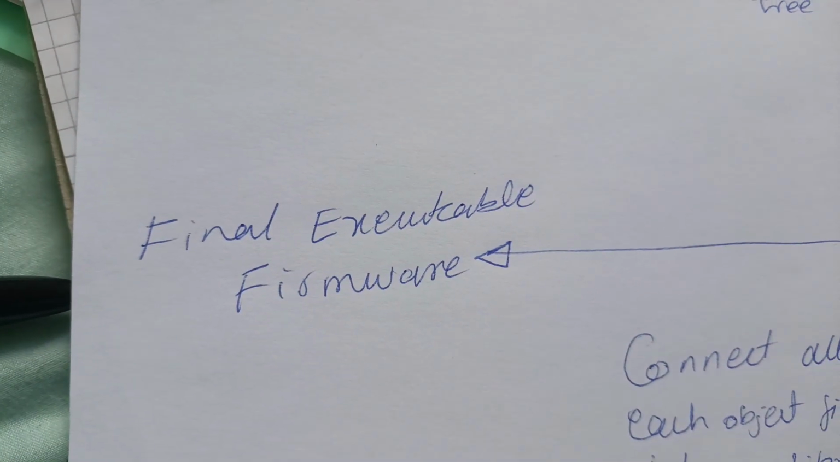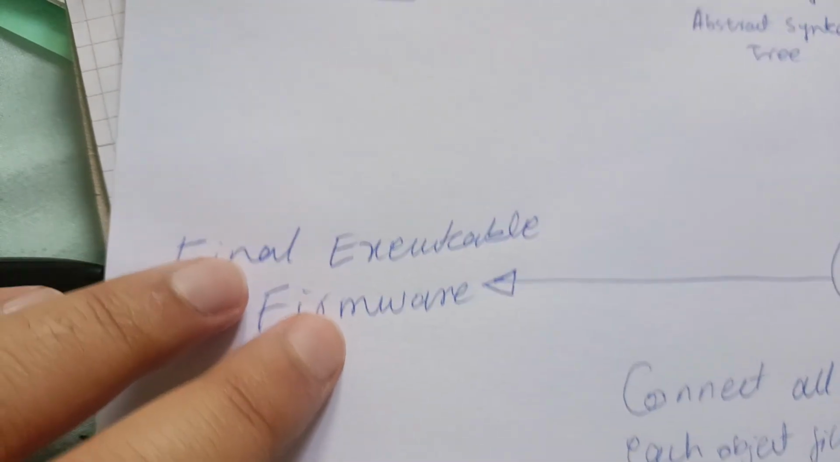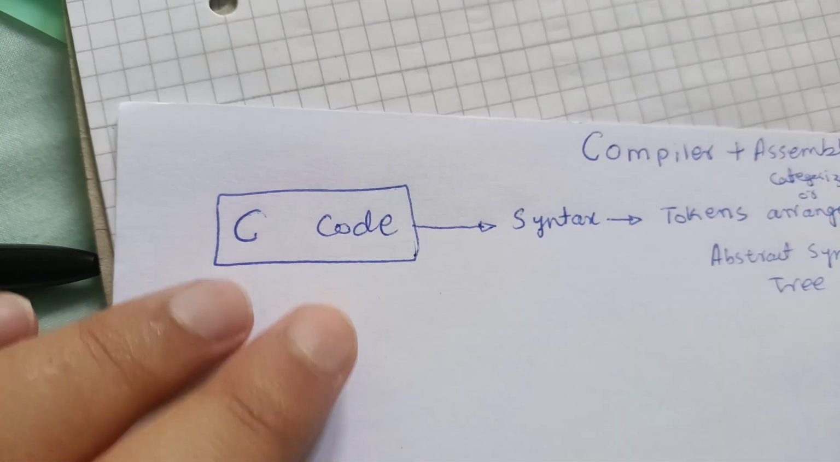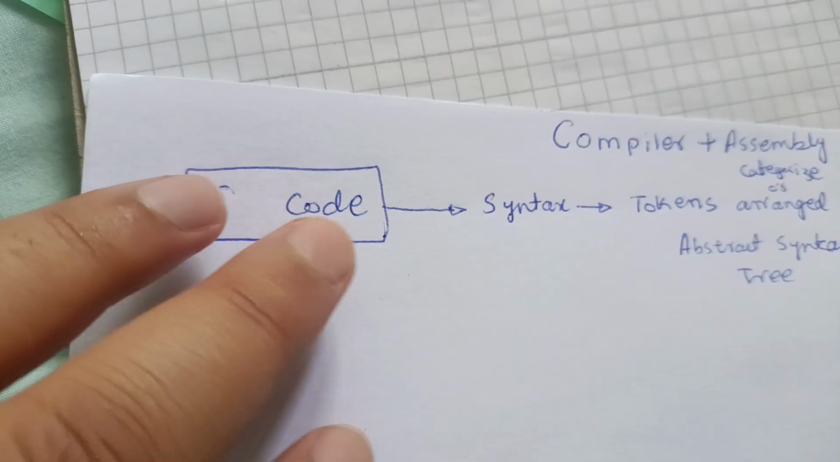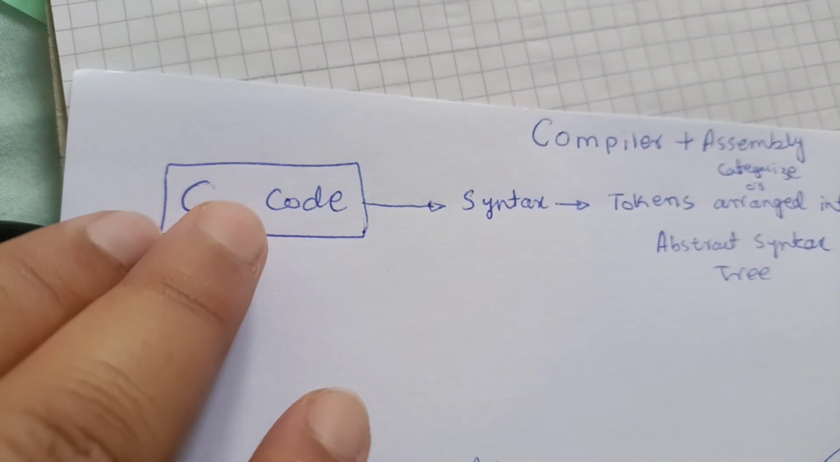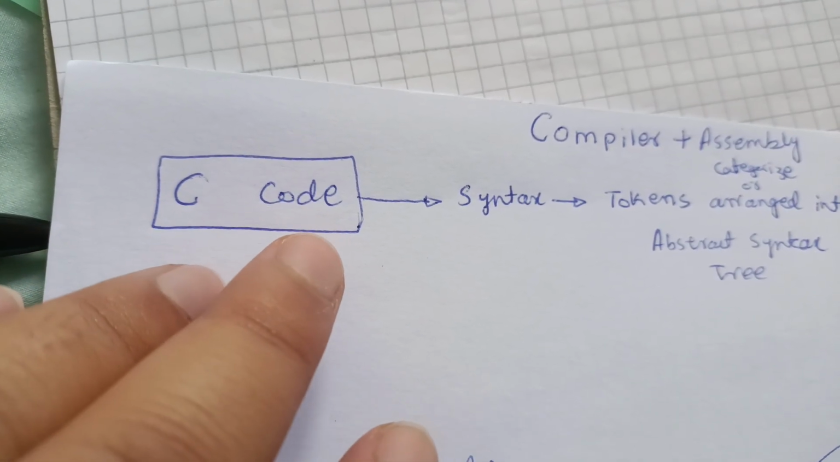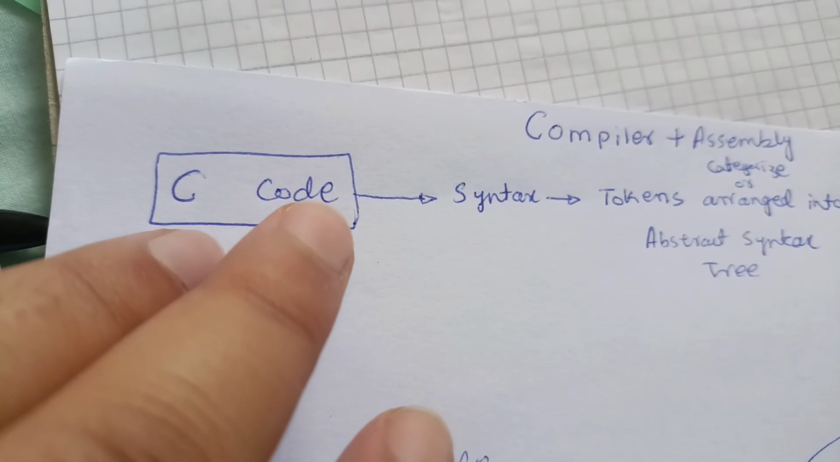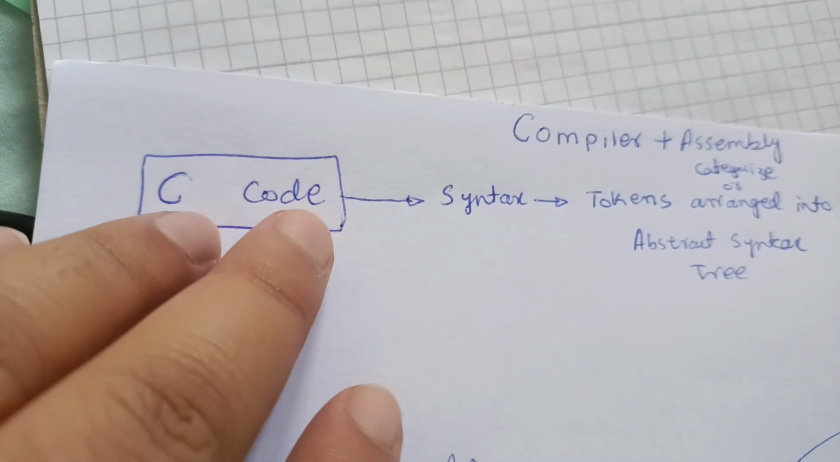It's basically a video on how final executable firmware is created. We will start from the C code, where we write some C code, and then see how the compiler and assembler convert C code into zeros and ones, basically machine code. How it happens is through the compiler and assembler.